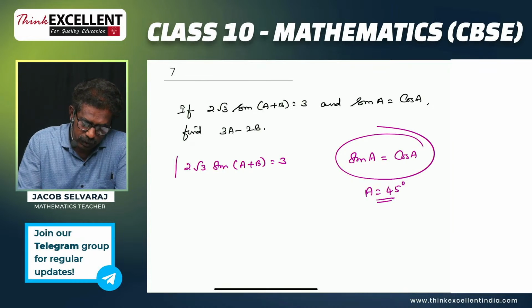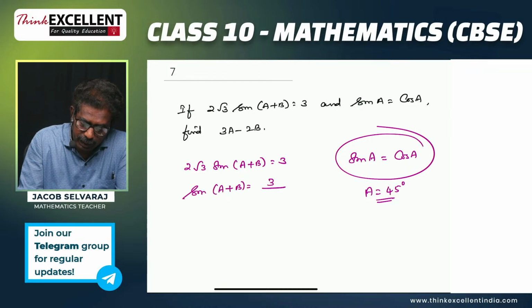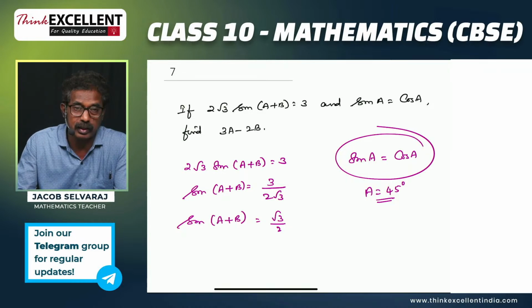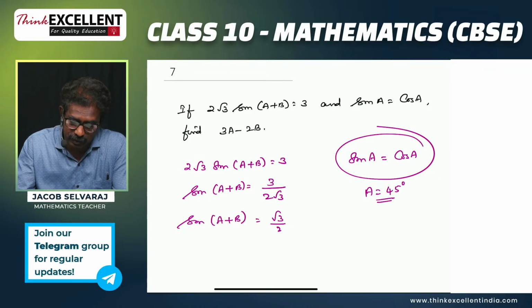Now here what you can do: take the 2 root 3 to the other side. So sin a plus b is equal to 3 by 2 root 3. The 3 and root 3 can cancel, so you are getting root 3 by 2. Sin a plus b is root 3 by 2. I think now you can complete it. Try to complete and give your answer in the chat section.